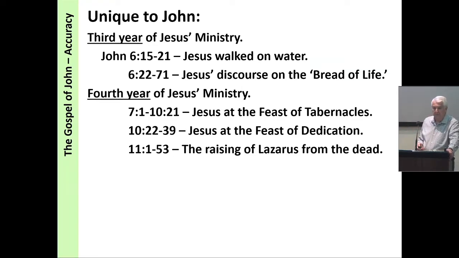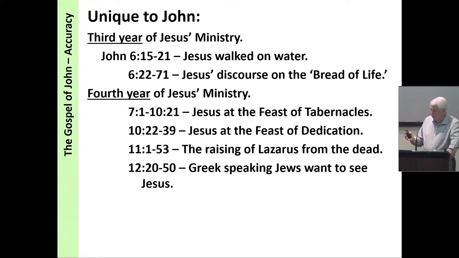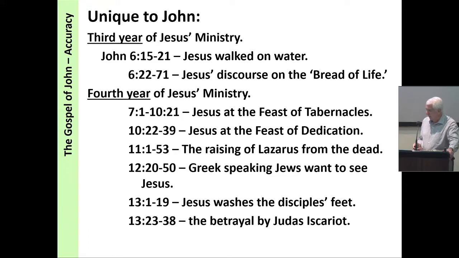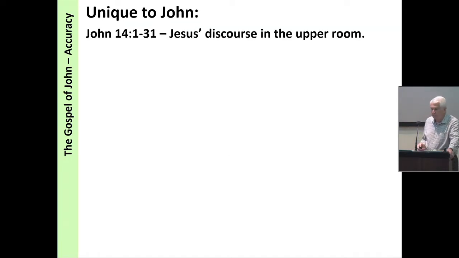The raising of Lazarus from the dead, an incredible miracle, not mentioned by the others. He records the occasion of Greek-speaking Jews wanting to see Jesus. This is the diaspora people. So you can see how well that fits the scenario I put to you last time, that those readers would pick that up and go, oh yeah, that's people we know, or people like me who went to see Jesus. So it's very appropriate. Washing the disciples' feet. The betrayal of Judas Iscariot, there are details there not in the others. His discourse in the upper room, most of that's not mentioned in the other records.